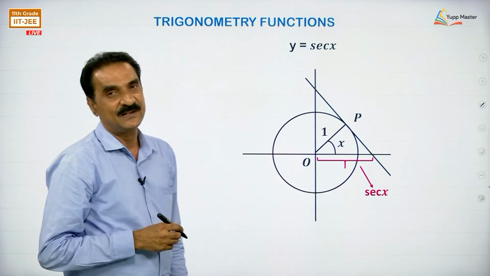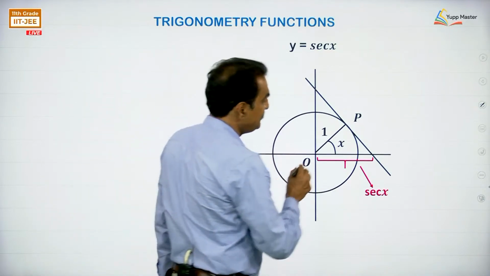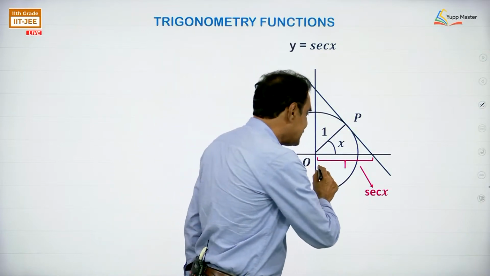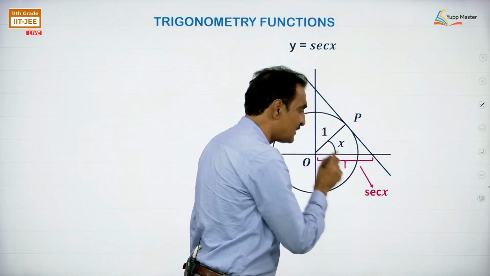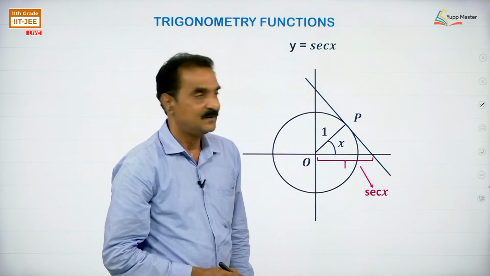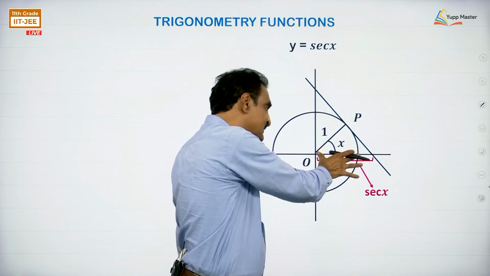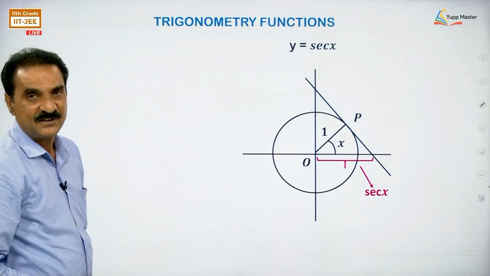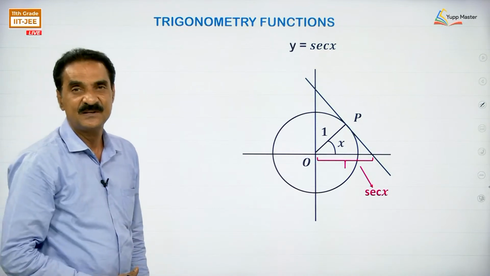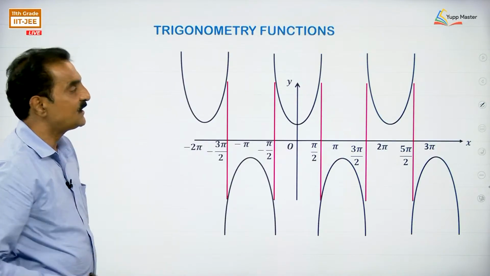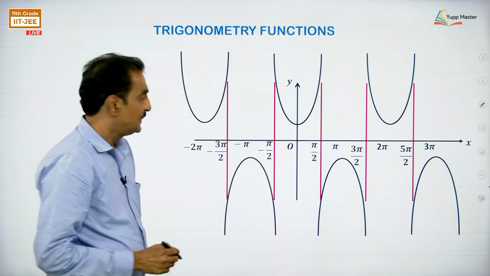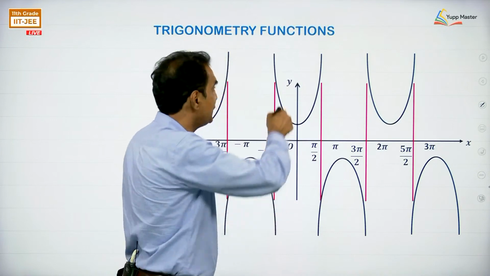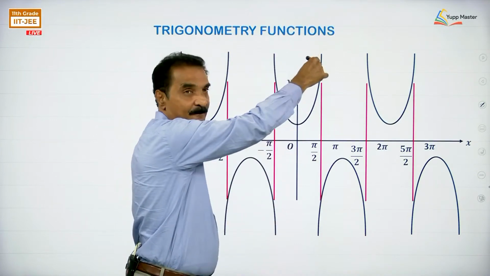Y is equal to secant x. In this diagram, when a tangent is drawn like this, the x-intercept of the tangent, this part is called secant x. When P is moving like this, you can observe how this is changing, and you can get the graph in the same way we got sin x and cos x. You will get the graph of secant x like this. Between minus 90 degrees and plus 90 degrees, it will be in the shape of a cup.